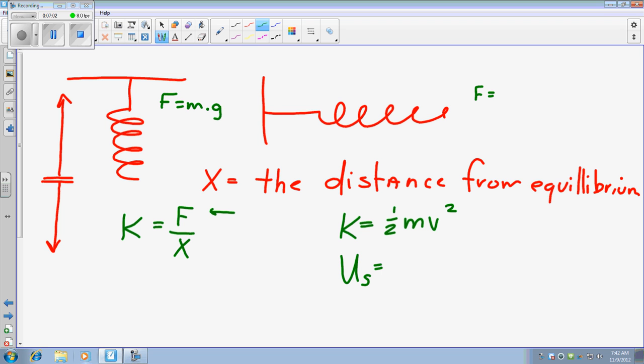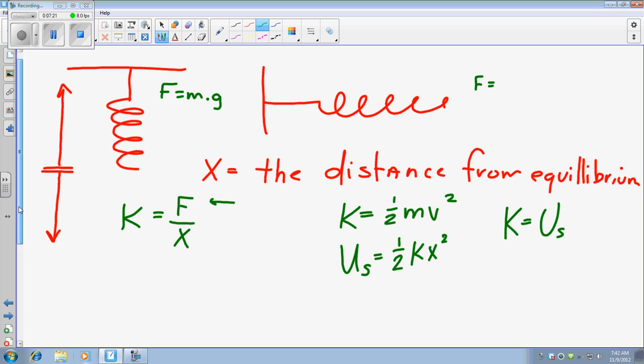When we think about a spring's potential energy, we're going to have 1/2 multiplied by the spring constant, multiplied by the distance from the equilibrium squared. And remember that the kinetic energy is going to be equal to the potential energy of the spring according to our law of conservation of energy.